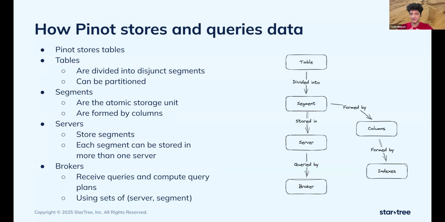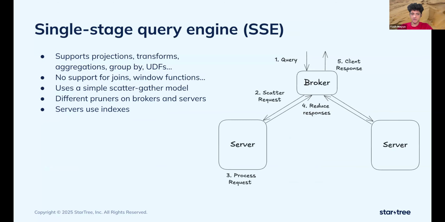Firstly, how Pinot stores and queries data. Like most other databases, Pinot stores tables. These tables are divided into disjoint segments, which are the atomic storage unit in Pinot. Tables in Pinot can also be partitioned on certain columns. Servers are the nodes in the Pinot cluster that store these segments, and each segment can be stored on more than one server since Pinot supports replication for high availability as well as for scaling out query workloads horizontally. Brokers are the components in a Pinot cluster that receive queries and compute query plans using sets of servers and segments. We'll see what that looks like through each query engine.